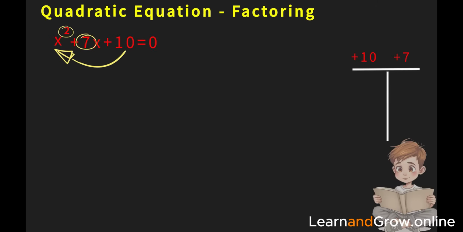We need two numbers that give 10 when multiplied and give 7 when added. Let's try. 1 times 10, which gives 11 when added. 2 times 5, which gives 7 when added. What do you think? Which pair should we use? You got it. It is 2 multiplied by 5 because it gives 10 when multiplied and gives 7 when added.